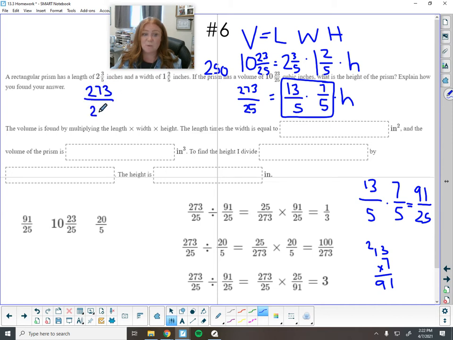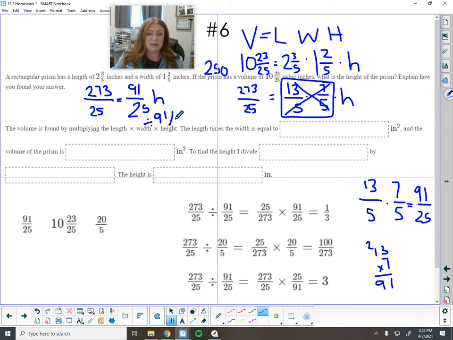So this new problem is 273 over 25 equals 91 25ths times h. So we canceled this out. We're left with 91 over 25 h. So we need to get h all by itself. So the opposite of times is to divide. So we're going to divide by 91 25ths, which cancels this out. And then over here, again, we're going to divide by 91 25ths. We have to do it to both sides to keep that equal.